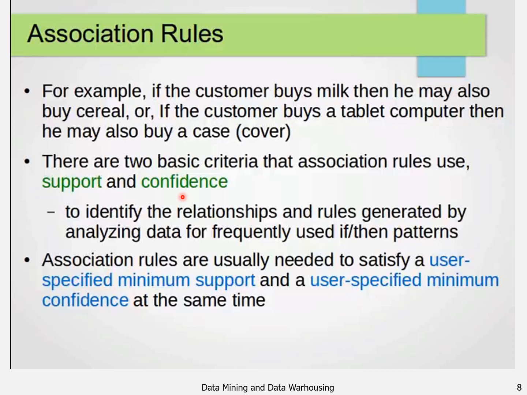Now, in order to analyze these association rules, because you will have so many association rules based on the data that you have, you need to identify two basic criteria that will allow you to identify the relationships between buying different items together. So there are two basic criteria for association rule use: support and confidence. And we're going to learn what support means and how it is calculated, and what confidence is and how it is calculated.